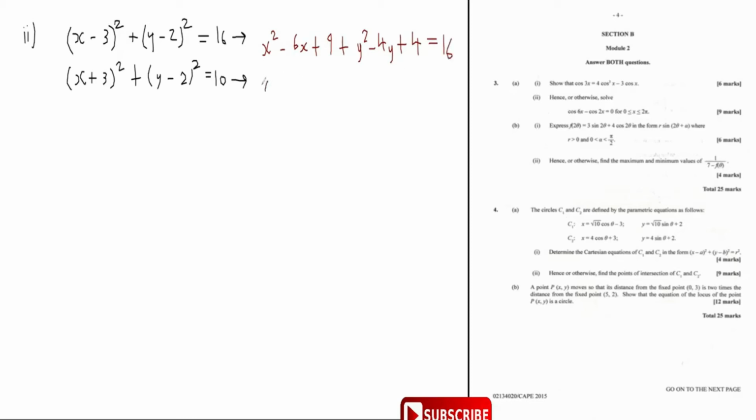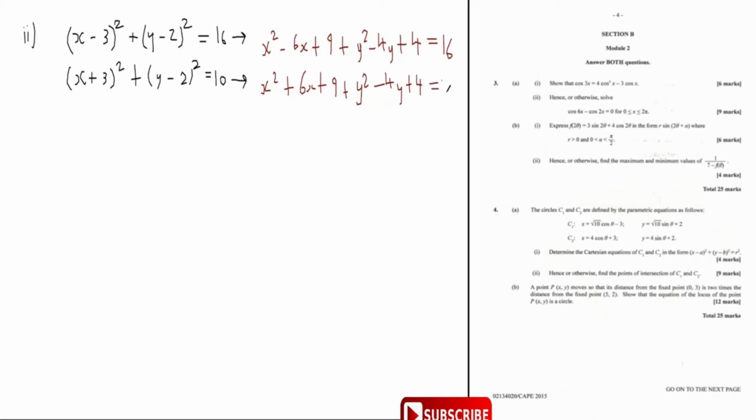This equation in general form will be x squared plus 6x plus 9 plus y squared minus 4y plus 4 is equal to 10. All right, that's equal to 10.